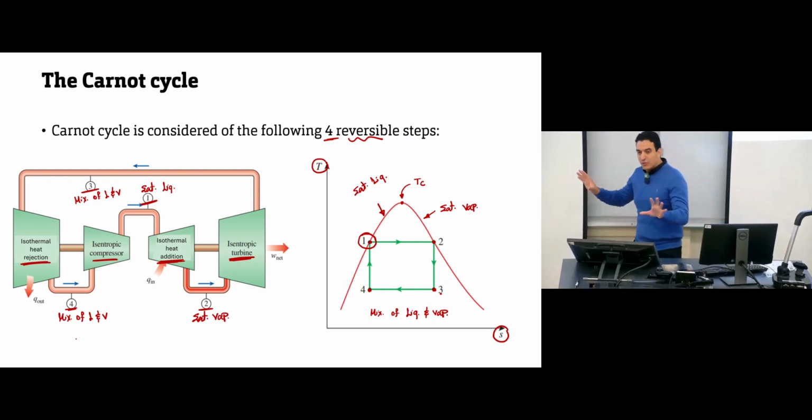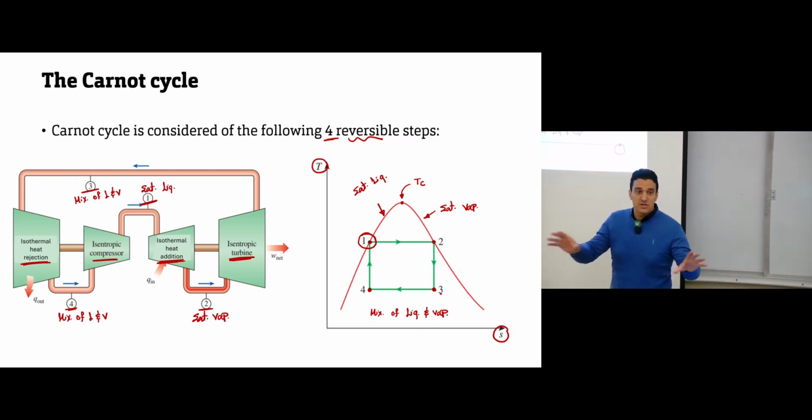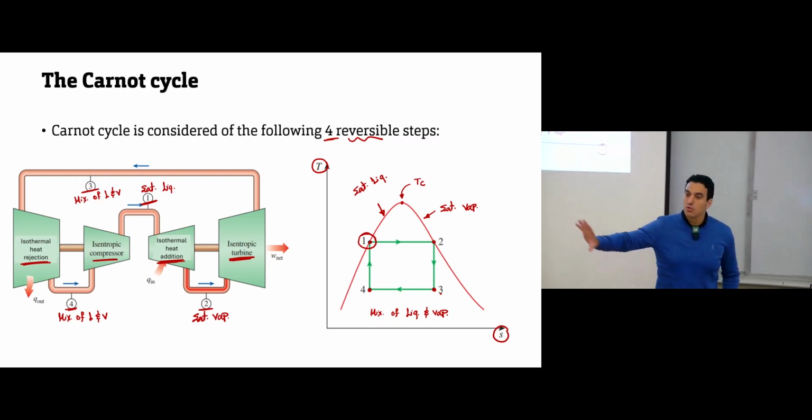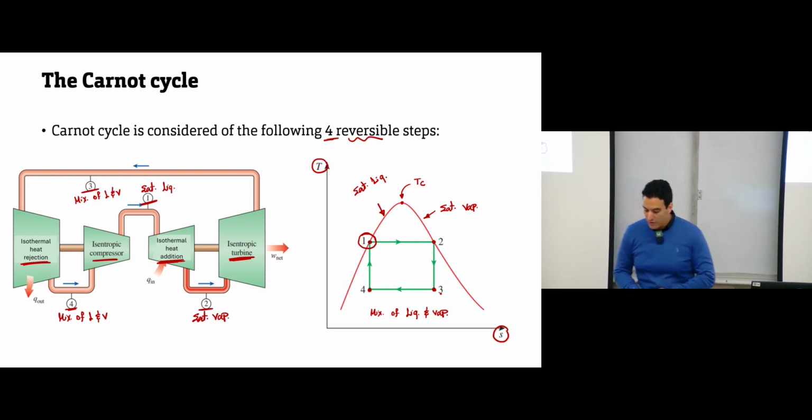So if points 3 and 4 are both a mixture of liquid and vapor at the same temperature, what is the difference? Just the fractions of liquid and vapor. Point number 3 has more vapor, more than the liquid. Point number 4 has more liquid than vapor.